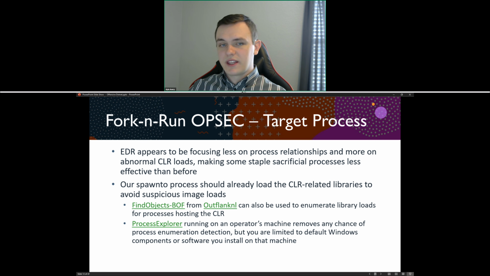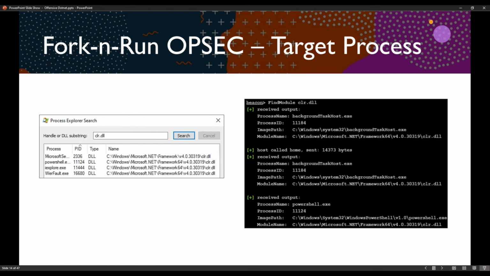And this is actually really effective because it can help you find spawn to targets that are specific to the target environment, not just general Windows utilities. Beyond that, you can also use something like Process Explorer, or I mentioned earlier, sysmon, on your machine, totally off endpoint, to just search for processes that have a handle on CLR with Process Explorer, or watch for image loads with sysmon. So I've got a couple examples here.